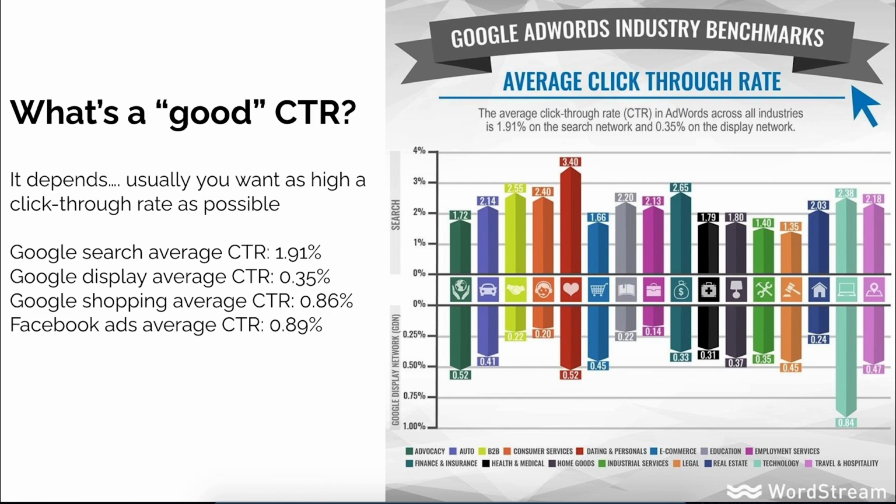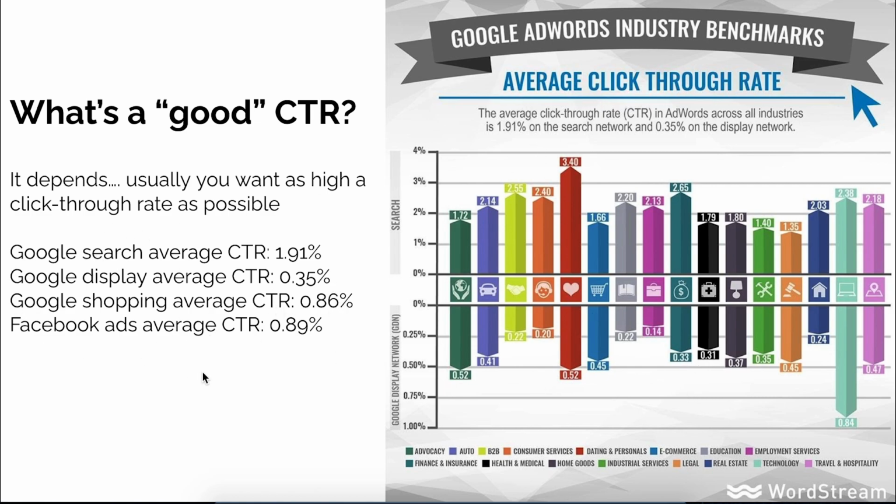Now, what's considered a good click-through rate? Well, it depends. Usually you want as high of a click-through rate as possible though. Here you can see a graphic of a few different industries and the Google AdWords industry benchmarks for the average click-through rate. For example, we could see here that dating and personal ads seem to have the highest click-through rate of about 3.4% on average, while it seems like legal ads have the lowest click-through rate of about 1.35%. And all of this is for Google AdWords, Google search specifically.